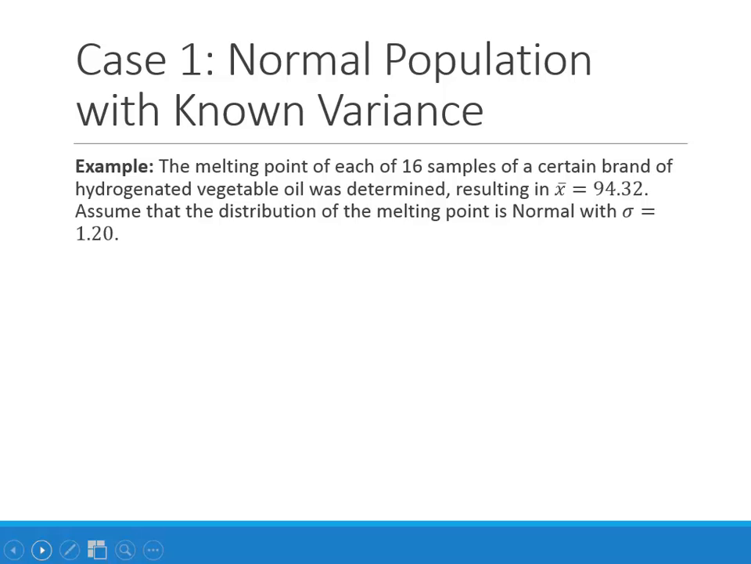Anyway, so here in our example, we're looking at the melting point of a certain brand of vegetable oil, and we take a sample of 16. We take 16 samples and find the melting point for each one of these oils. And we find that our sample mean, x bar, is 94.32. Our assumption here is that the distribution of these melting points is normal with known variance or known standard deviation.